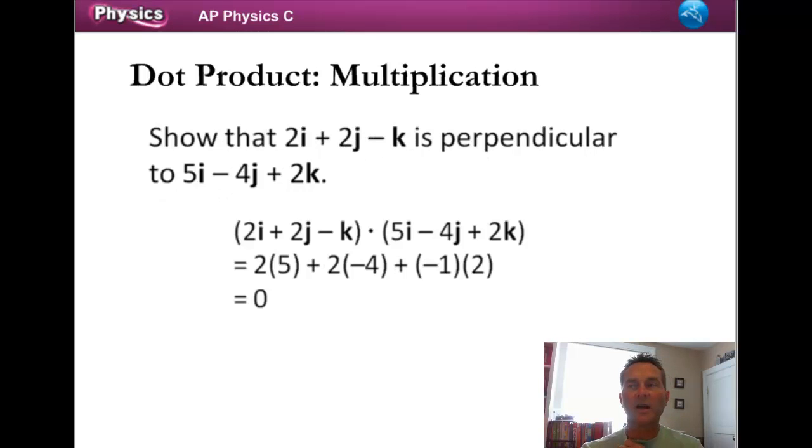Alright, so let's look at the dot product here, and we're going to show that the vector 2i + 2j - k and the vector 5i - 4j + 2k are perpendicular. Once I do the dot product here, I get a 0. That tells me immediately that they are perpendicular to one another.